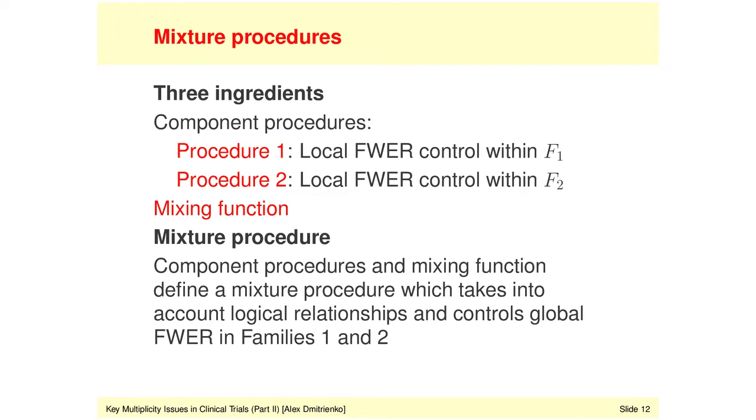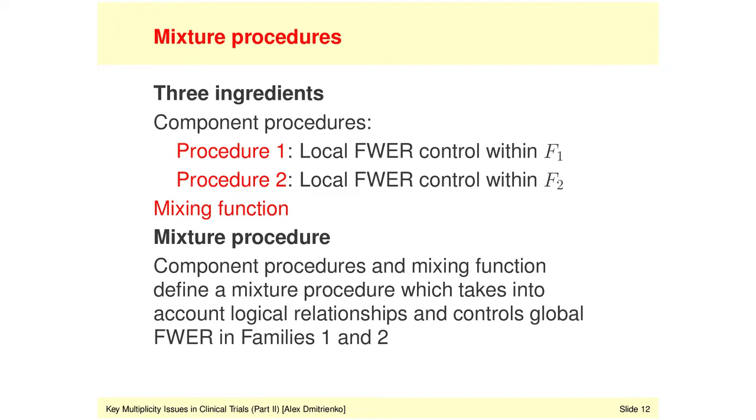Likewise, when we define a mixture-based gatekeeping procedure, as you can see on the slide, there are three ingredients, I should say, that need to be specified. First, we define the component procedures, procedure 1 and procedure 2. Each procedure will be applied within the corresponding family, and it's going to be set up in such a way that it guarantees local error rate control. For example, as we said a few minutes ago, the truncated Hochberg could be applied within family 1, and the regular Hochberg procedure could be applied within family 2.